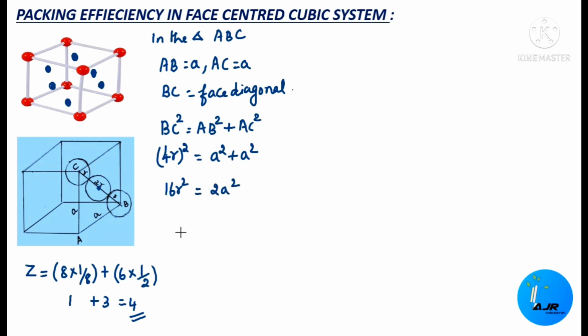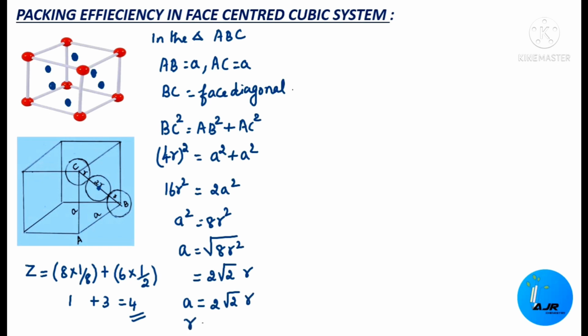Now we are going to simplify this. So this becomes A square is equal to 8R square. So A is equal to square root of 8R square. When you simplify this, it becomes 2 root 2 R. So edge length A is equal to 2 root 2 R. If you want R, R is equal to A by 2 root 2. Am I right?